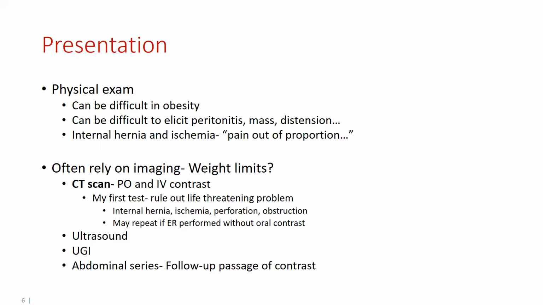Upper GIs are done pretty often. Abdominal series, I rarely use them other than to follow up the passage of contrast. If somebody looks like they have an obstruction or a partial obstruction, routine serial abdominal x-rays to see the passage of contrast I find helpful if I don't take that patient to the operating room right away.